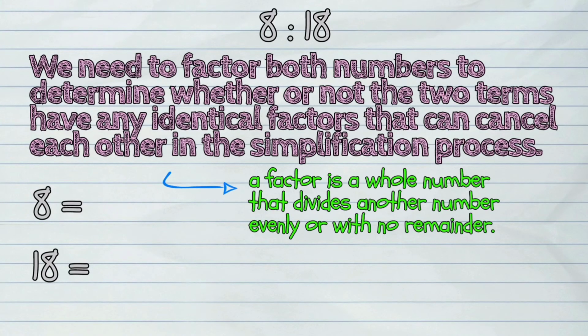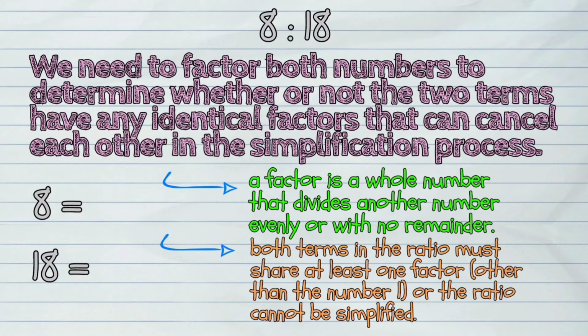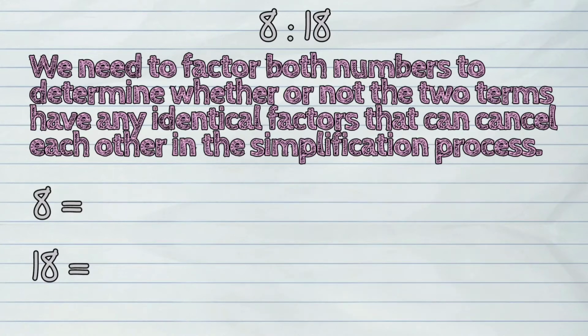Again, a factor is a whole number that divides another number evenly or with no remainder. Take note that both terms in the ratio must share at least one factor other than the number 1, or the ratio cannot be simplified. So now, let us determine if our given example does share a factor.